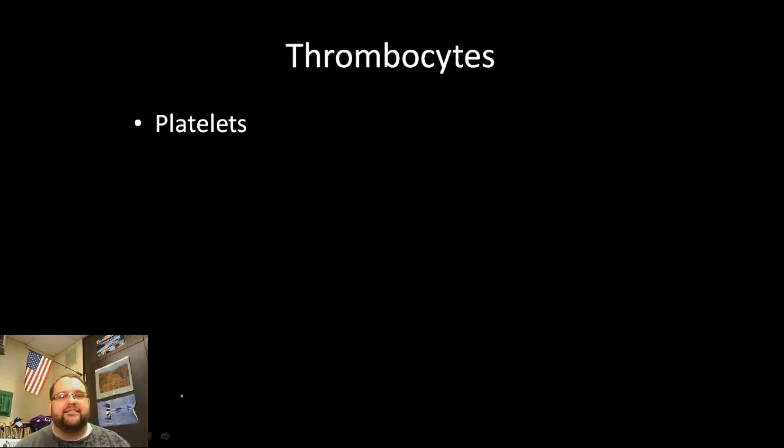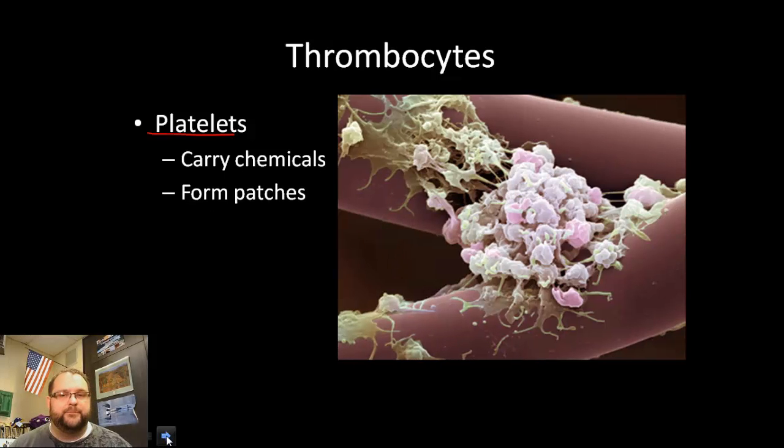The last component of blood that I need you to know about are these thrombocytes, and thrombocytes are our platelets. Platelets do a couple of things. One, they carry chemicals for us. They have lots of chemicals in them, and these chemicals' job is mainly to promote clotting. So they're going to carry chemicals that promote our blood to clot, and they're going to release these chemicals when we need to clot. And they're also going to form patches.